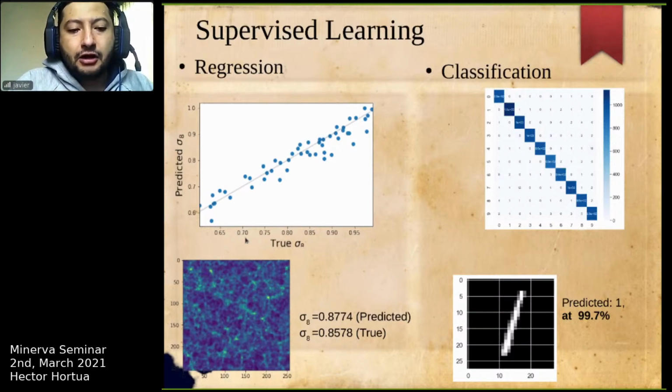And here below, you can observe an example in the test set, which is data that has not been seen by the machine. I just take one example, and you can observe that the value predicted by the network is around 0.8774, while the true value is 0.8578. So in principle, you can observe that the prediction is quite close.